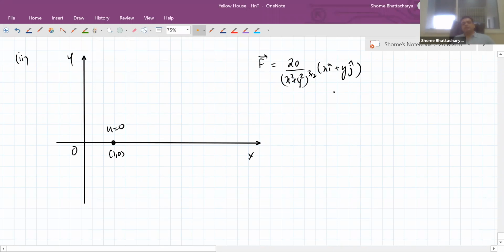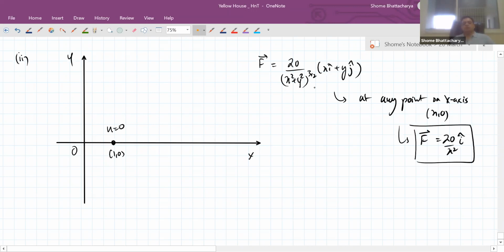Okay. So at any point on the x-axis, (x, 0), the force will simply become 20 by x square i cap. Just check it out. Put the value of y as 0 in this. So you can see that this will become 20 upon (x square plus 0) to the power 3 by 2 into (x i cap plus 0 j cap). So it will come out to be this.